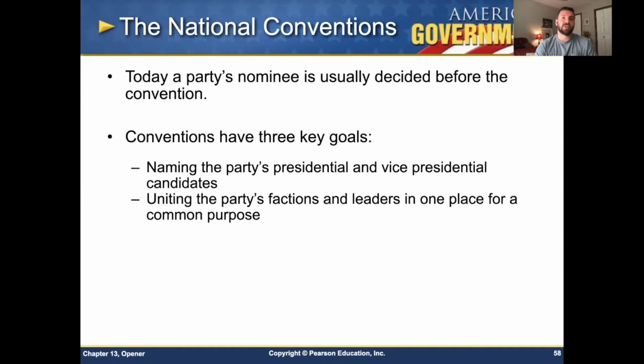Uniting the party's factions and leaders in one place for a common purpose. That's really important, because when you think about both the Republican and Democratic parties today, we just have 2 parties for a super diverse body of voters. Not all Republicans think the same. Not all Democrats think the same. You might have, I don't know, pro-gay marriage Republicans and anti-abortion Democrats. Just because you have one or the other label doesn't mean you automatically believe in everything that most of the party stands for.